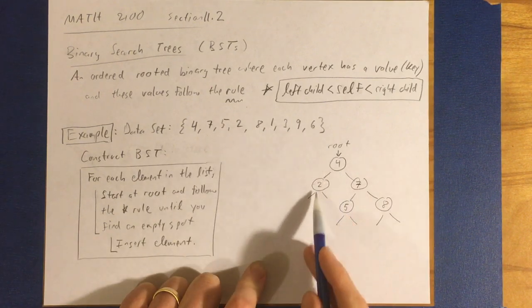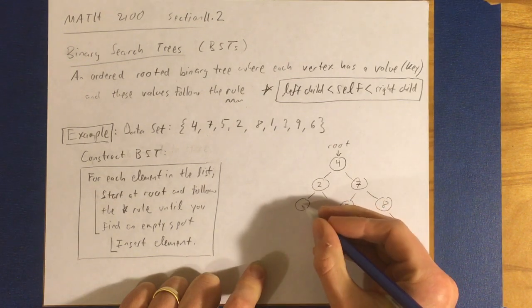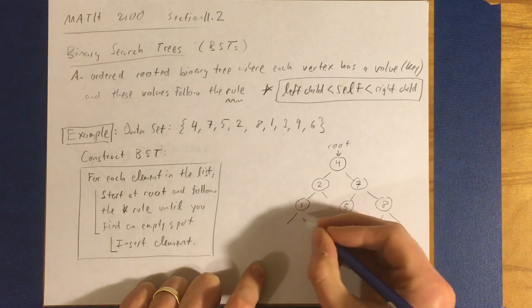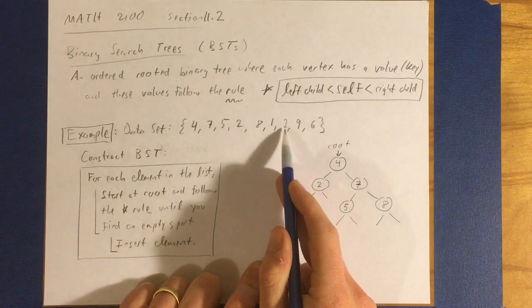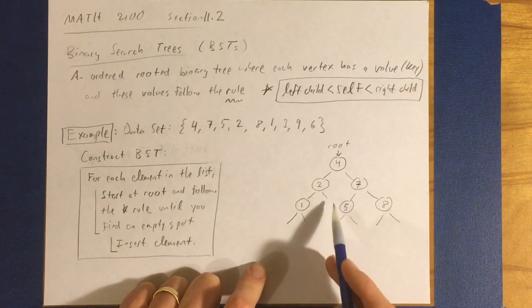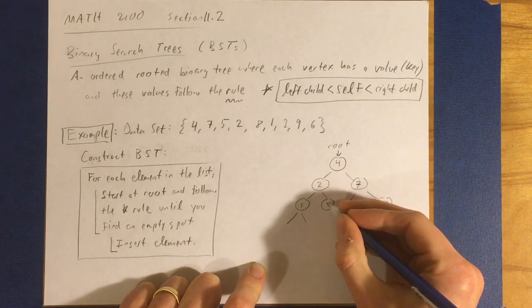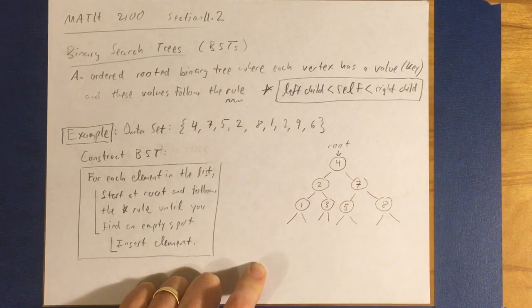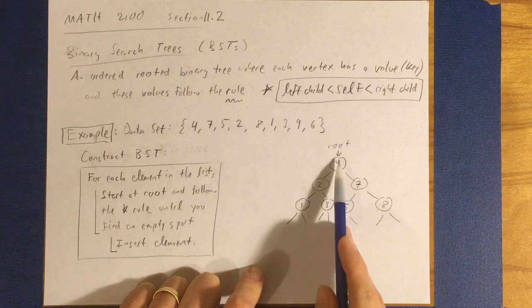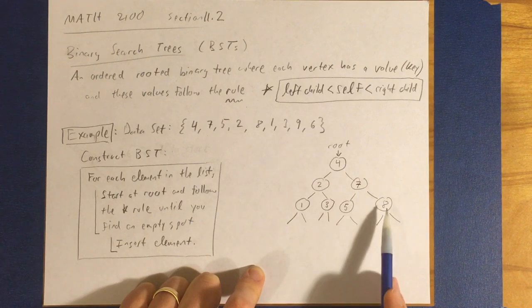1, less than 4, right? So we go to the left. We already have a 2 there, and 1 is less than 2, so we go to the left, find an empty spot, and insert 1. 3, less than 4, but greater than 2, so we insert it here. 9, greater than 4, greater than 7, greater than 8.